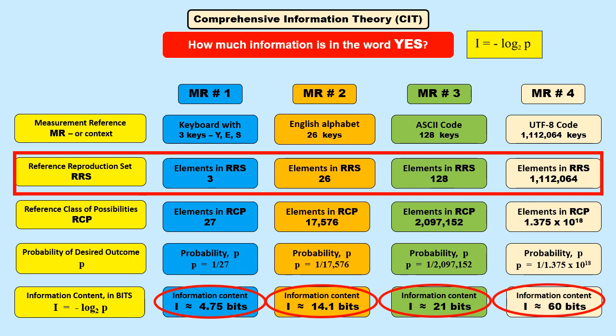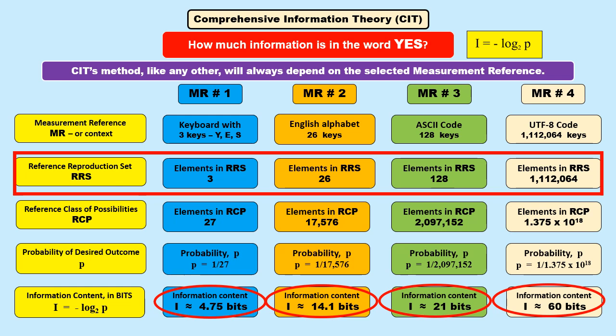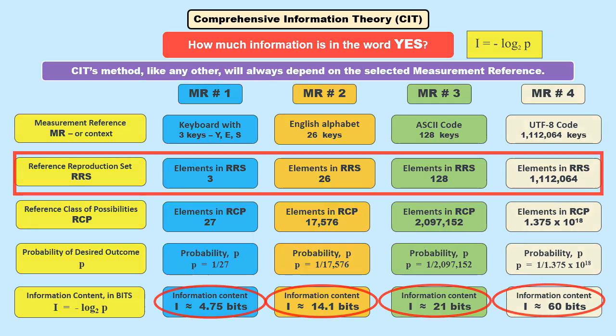Thus, merely by changing the RRS, 4 vastly different information measurements were obtained, all of them entirely valid within the specified measurement reference. The critical takeaway is that CIT's method, like any other measurement method, will always depend on the selected measurement reference. But again, a freely chosen measurement reference does not, by itself, invalidate an obtained measurement. Does this imply that CIT's method for measuring information in a material entity is perfect, or unassailable? Not necessarily. I welcome your critiques, questions, and challenges regarding CIT's method for measuring the information in material entities.